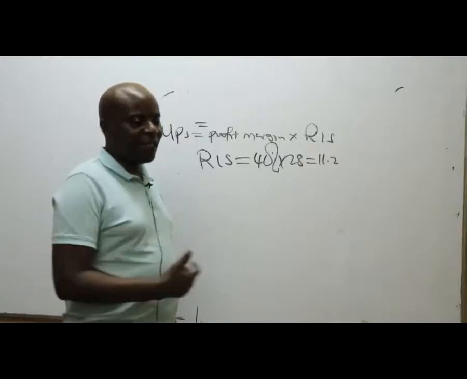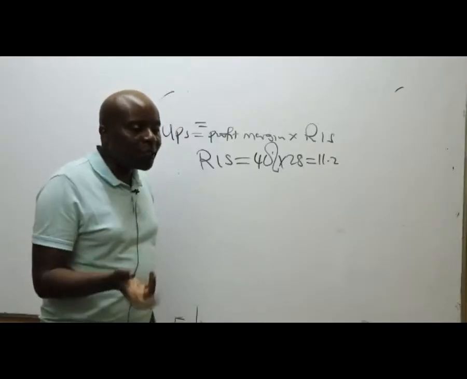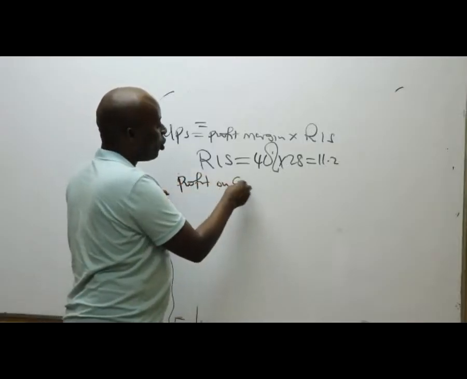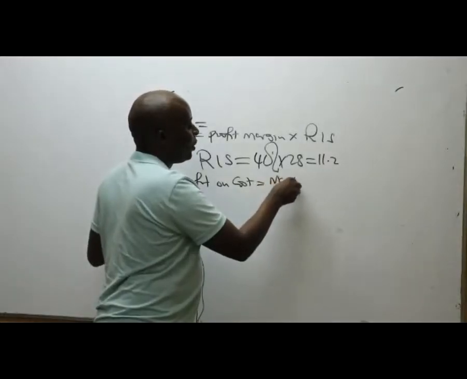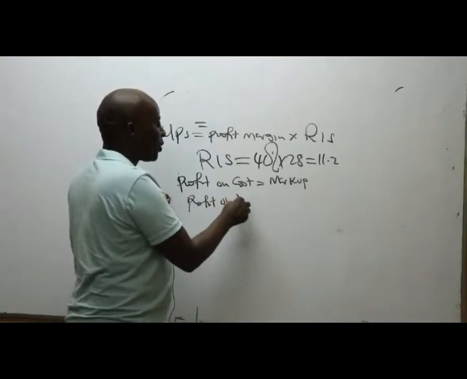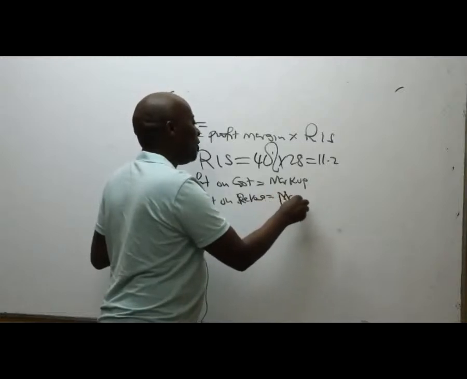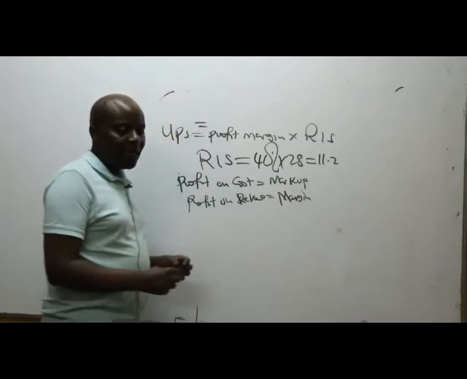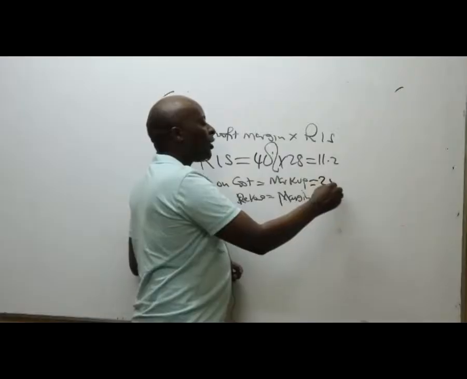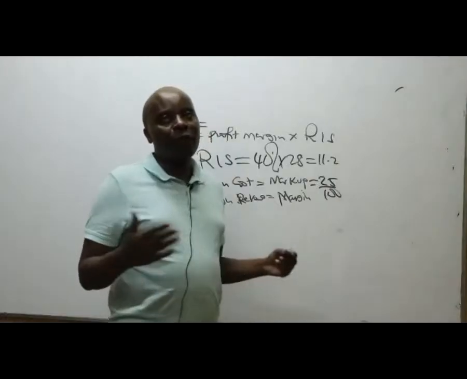These guys are crazy. They gave me profit on cost. When they tell me it's profit on cost, that is markup. When you hear profit on top of cost, this is markup. But if it's profit on revenues or selling price, that becomes what we call profit margin. So here they have given us a markup of 25 over 100, which is the same as 25%.